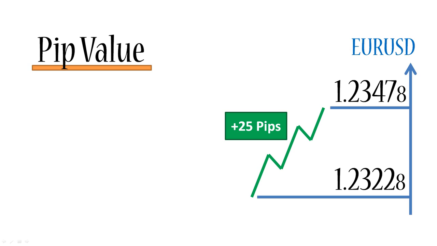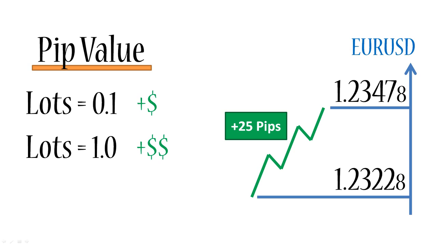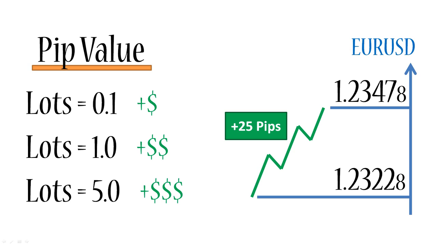If our buy order had a volume of 0.1 lots, then we got a certain amount of profit from this transaction. If our buy order was 1.0 lots, then we got much more profit. In fact, 10 times more profit from this transaction. If our buy order was 5 lots, then we got even more profit from this transaction. 50 times more than in the original case. So that is exactly what we mean when we say that pip value is both a function of how much the currency pair has moved and how much you have invested into this particular trade.